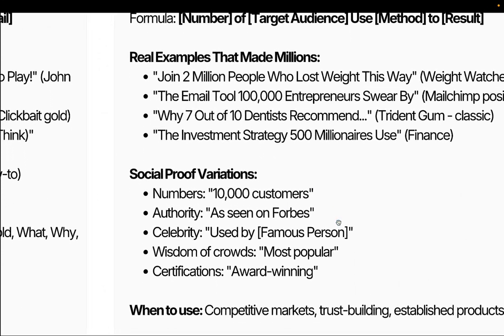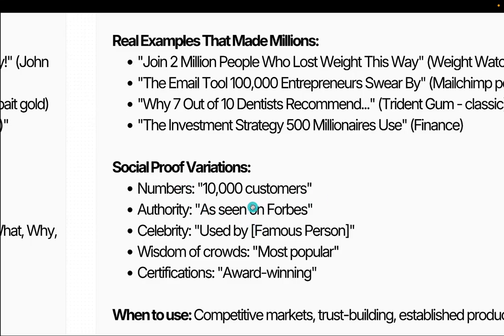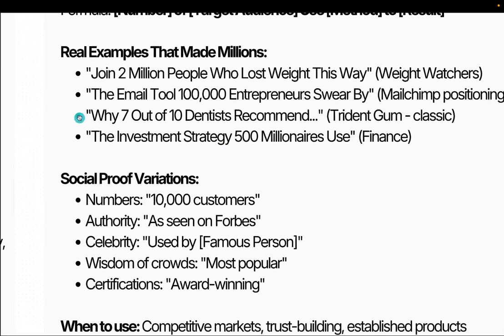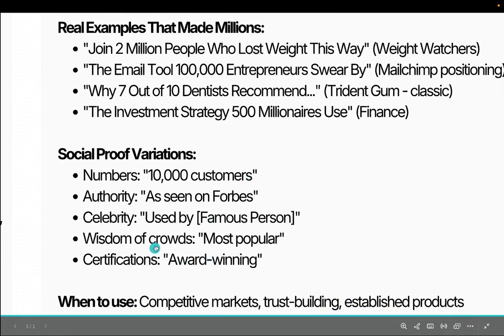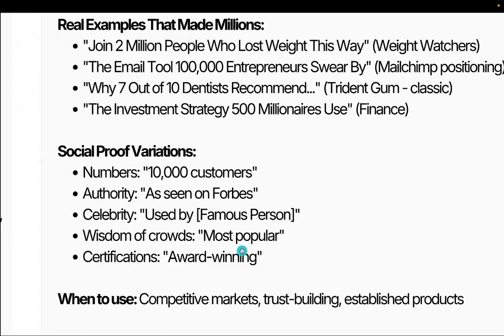Now, these are some of the social proof variations. As for the numbers, I've already spoken about it. Look at this example: the email 100,000 entrepreneurs swear by. So that's the numbers game. Now, you can add authority, as seen on Forbes. It builds this trust that it has been featured on Forbes, so definitely it is an authentic post. And then you can add a celebrity, used by a famous person. And then the wisdom of crowds, most popular, and you can even add certifications, like award winning.